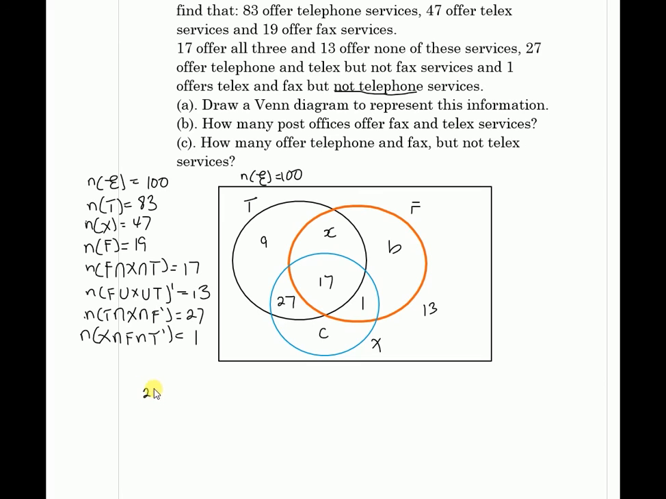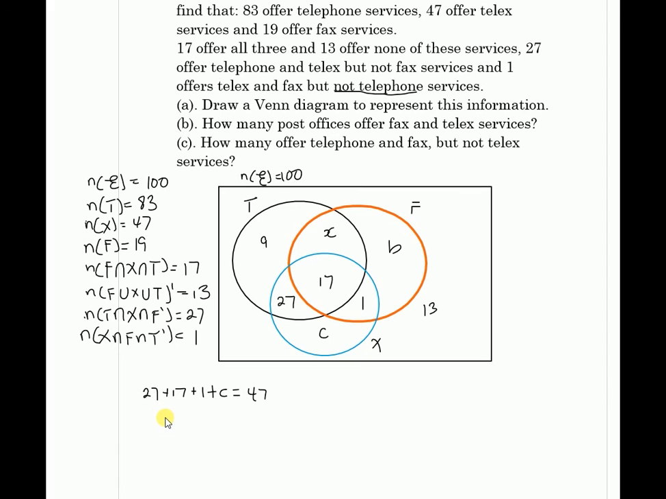We can get C by getting 27 plus 17 plus 1 plus C. When you add everything there, you should get the one for X, which is 47. Add everything here. This is the set for X, and equate it to the number of elements in the set representing the post offices who are offering telex services.